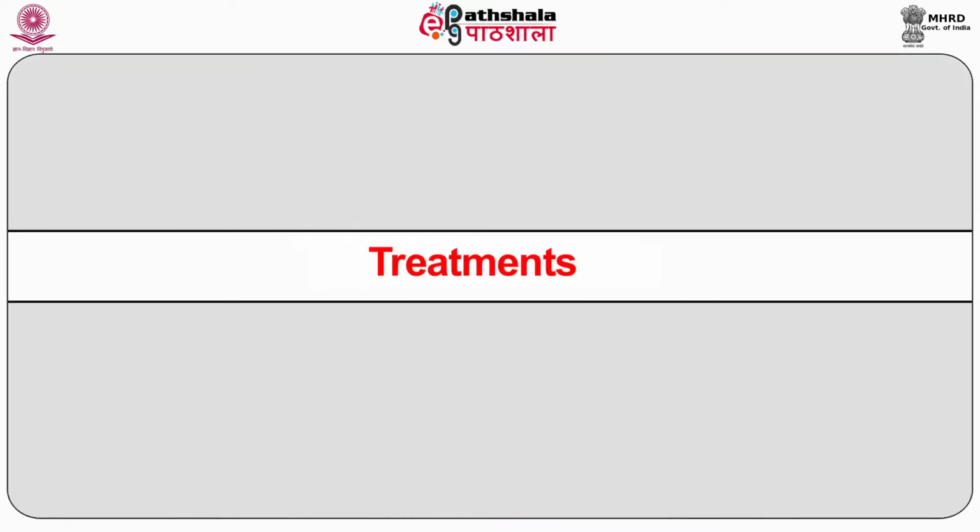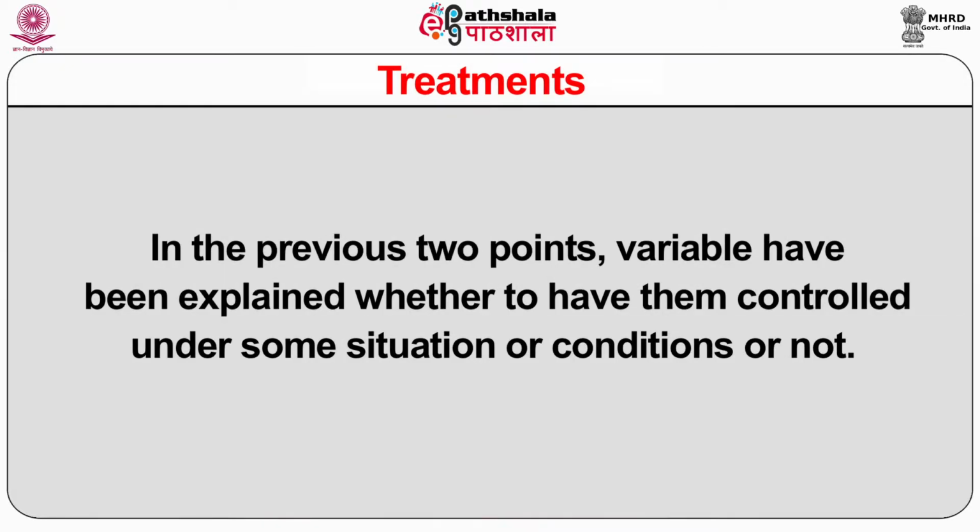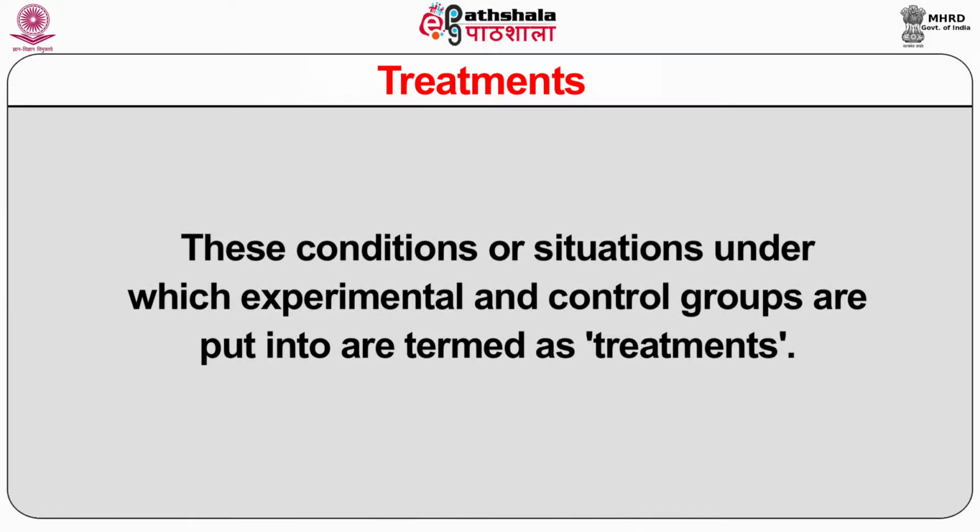The next concept is the treatments. In the previous two points, variables have been explained, whether to have them controlled under some situation or conditions or not. These conditions or situations under which experimental and control groups are put into are termed as treatments. In other words, the manipulations made to independent variables and putting them into different situations is referred to as treatment. For instance, if a researcher wants to compare the effectiveness of 3 different medicines for a specific ailment, in that case the 3 medicines will be treated as 3 treatments.